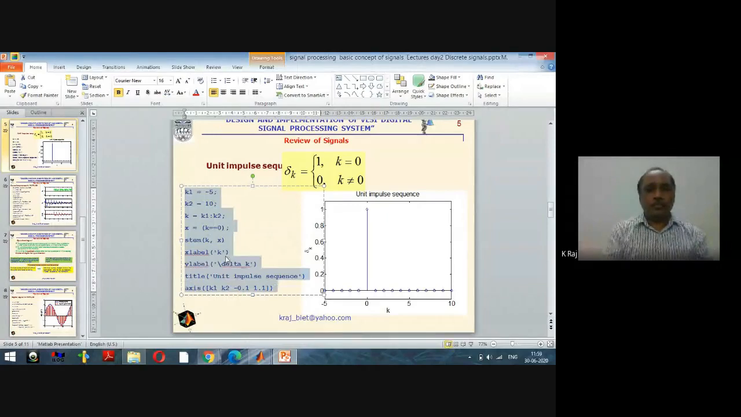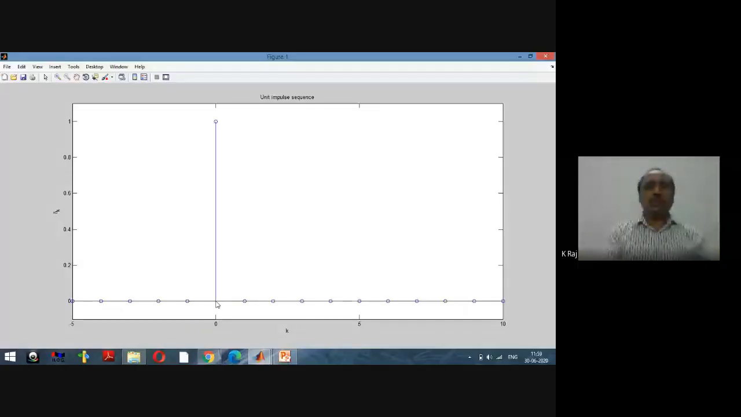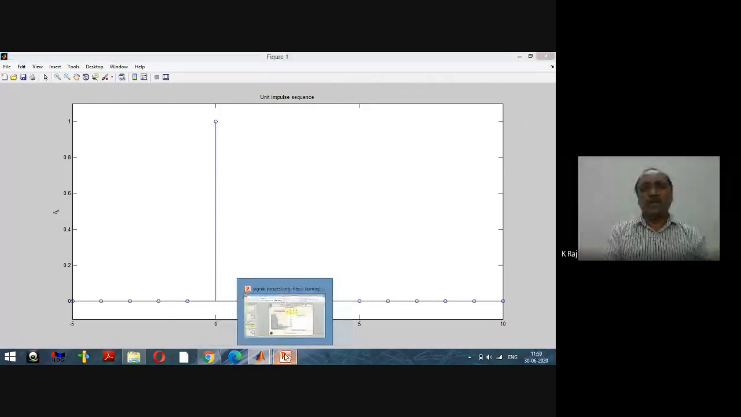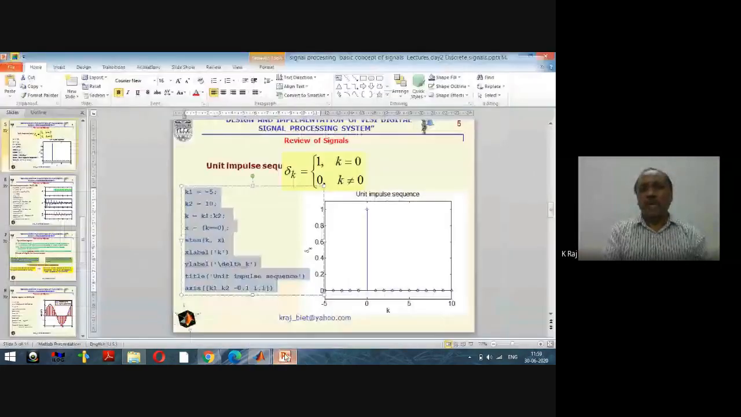So we write these codes in the MATLAB command window, and we write the code here. Then this is the sequence that will be generated due to this code. The title is the unit impulse sequence. On the x-axis we are writing k, on the y-axis we are writing delta k, and it is only for k equal to 0 that the value is equal to 1. So this is the way by which we can generate the sequences that can be utilized for the purpose of testing any system which we have designed.